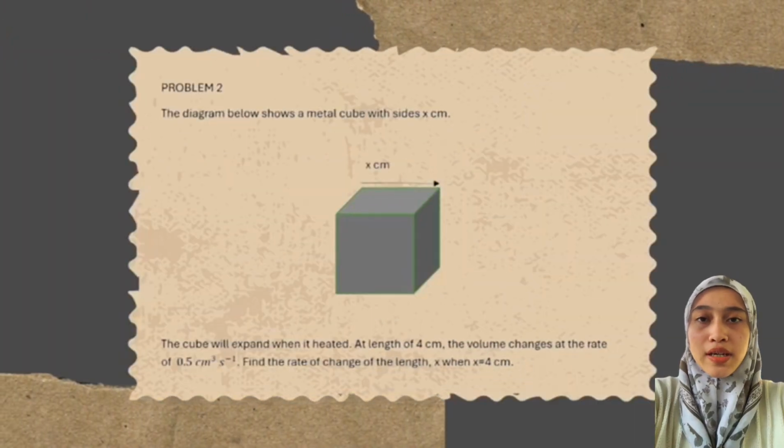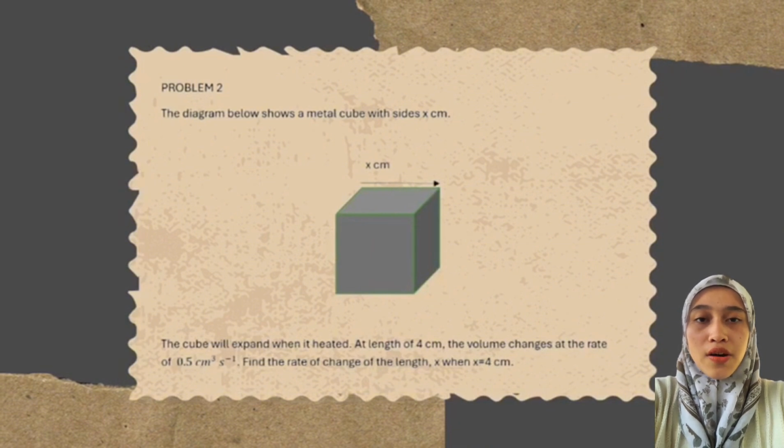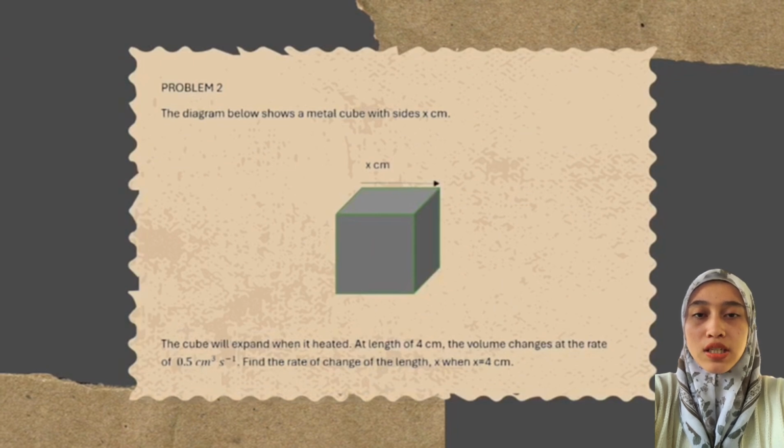Problem 2. The diagram below shows a metal cube with side x centimeters. The cube will expand when it is heated. At length of 4 cm, the volume changes at the rate of 0.52 cm³ s⁻¹. Find the rate of change of the length x when x equals 4 cm.